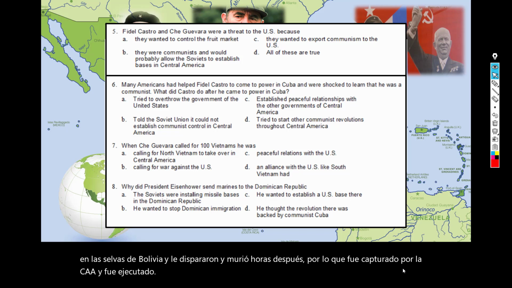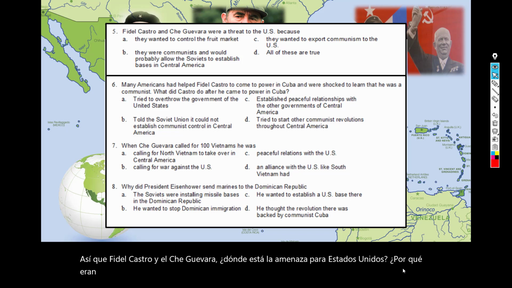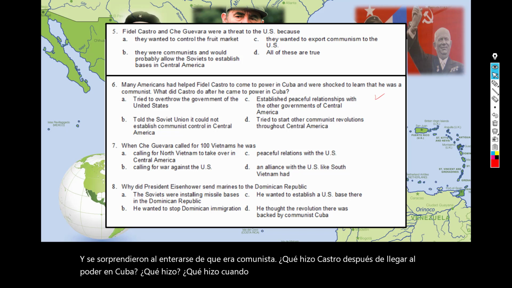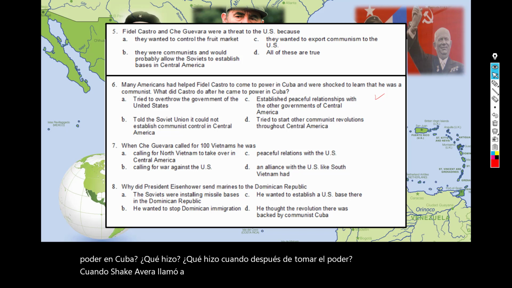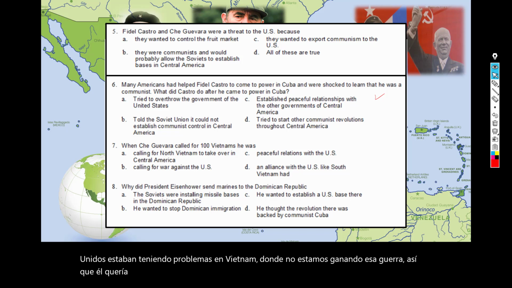So, Fidel Castro and Che Guevara were the threat to the U.S. Why were they a threat to the U.S.? Many Americans had helped Fidel Castro come to power in Cuba and were shocked to learn that he was a communist. What did Castro do after he took power in Cuba? What did he do after he took power? When Che Guevara called for 100 Vietnams, what was he saying? He wanted, since the United States was having trouble in Vietnam and we're not winning that war, us to have 100 Vietnam wars to fight at the same time.